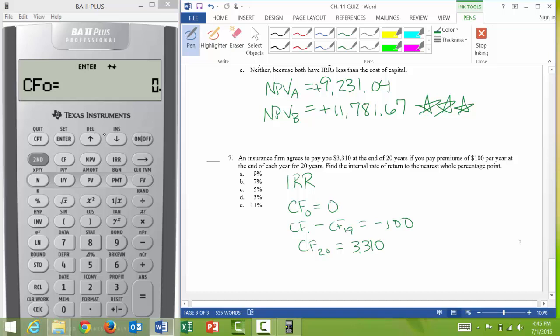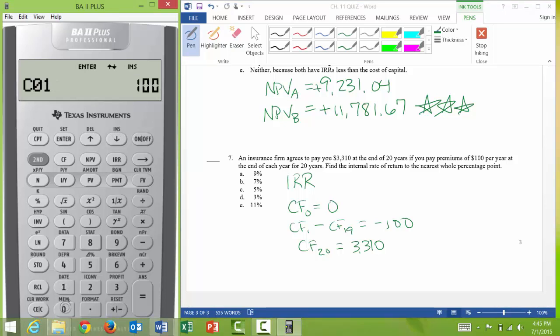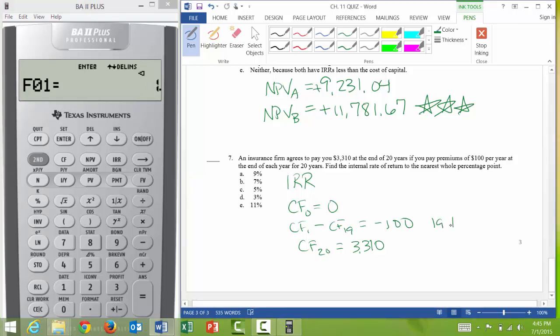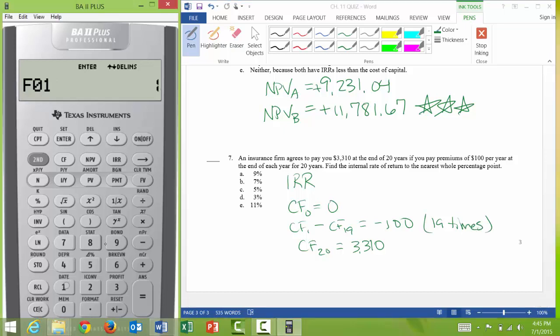So cash flow 0 is 0. I hit enter, go down to cash flow 1. So it's 100 negative. I'll hit enter and go down. And since this happens for 19 times, I'm going to go ahead and use the frequency here. Hit 19 and enter and go down. And so the next cash flow is going to be cash flow 20, even though it says cash flow 2. Okay, so cash flow 20 is 3,310.